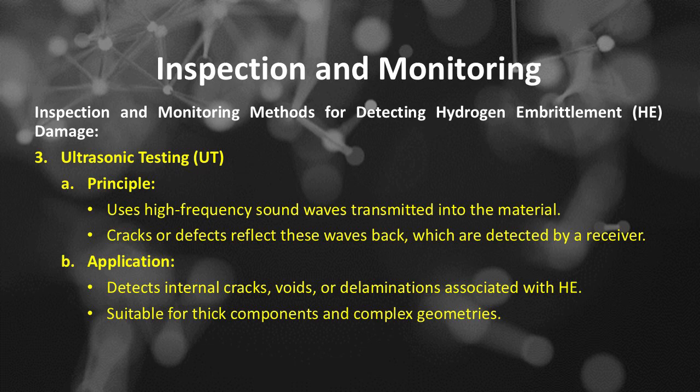Inspection and monitoring methods. Number 3 is ultrasonic testing, or UT. Its principle is to use high-frequency sound waves transmitted into the material. Cracks or defects reflect these waves back, which are detected by a receiver. Application: ultrasonic testing is used to detect internal cracks, voids, or delaminations associated with HE, suitable for thick components and complex geometries.